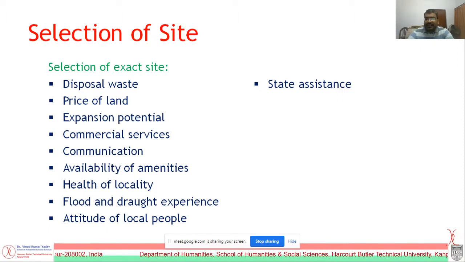Selection of exact site. The point is very important to select the exact site of your business. Disposal of waste is there. What is the price of land?